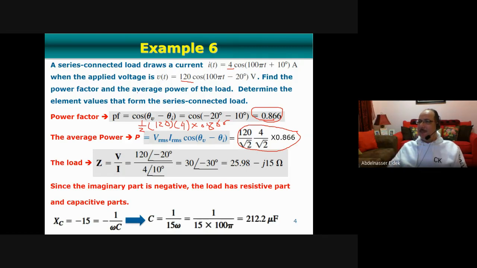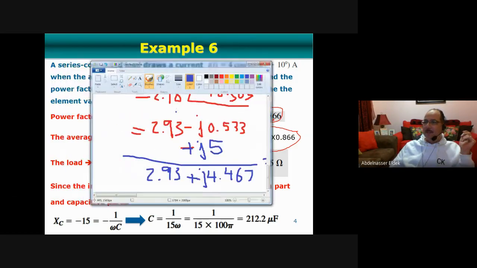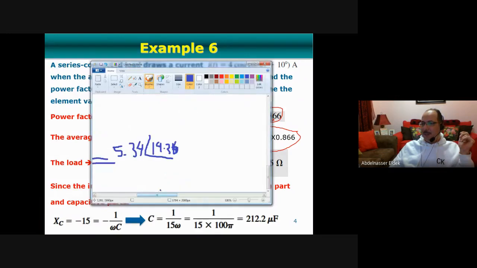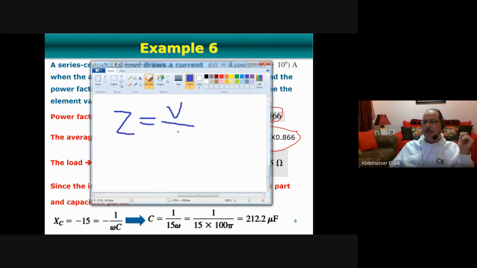And then find the element values that form the series connection. This is maybe not related to the power, but if you want to find what kind of element this is, you can just say, I want to find Z. Z equals V divided by I.